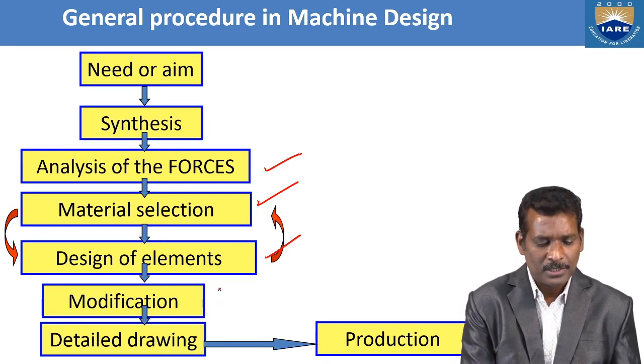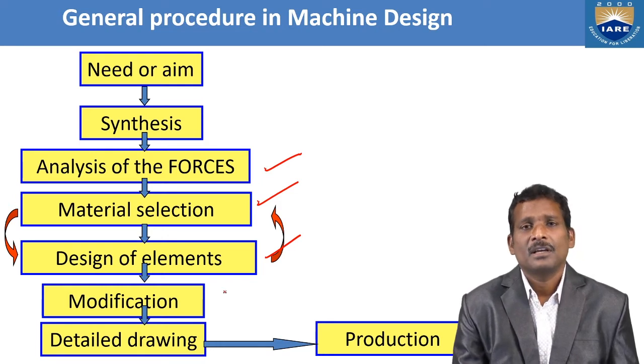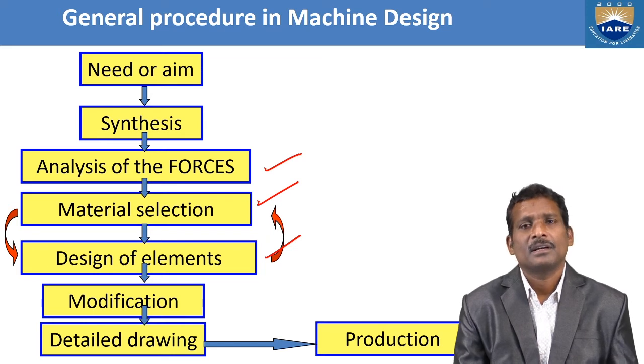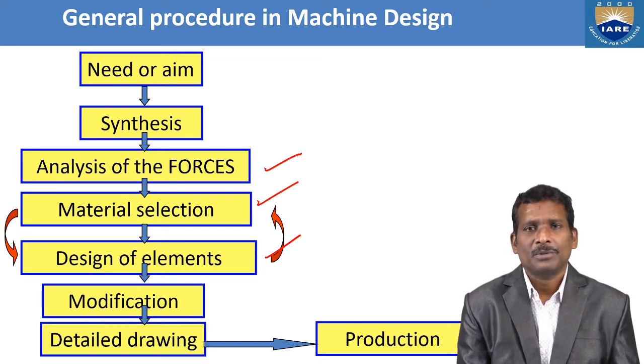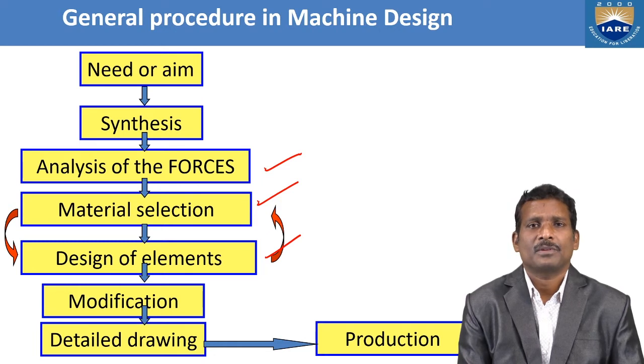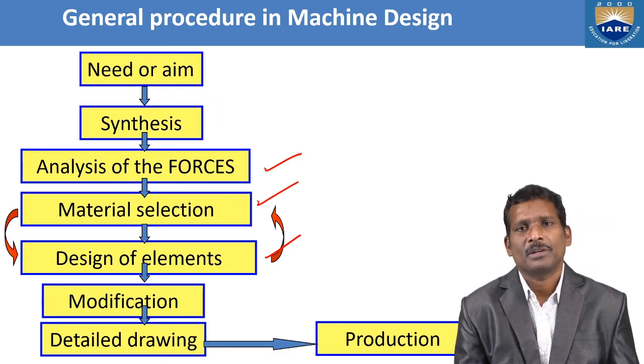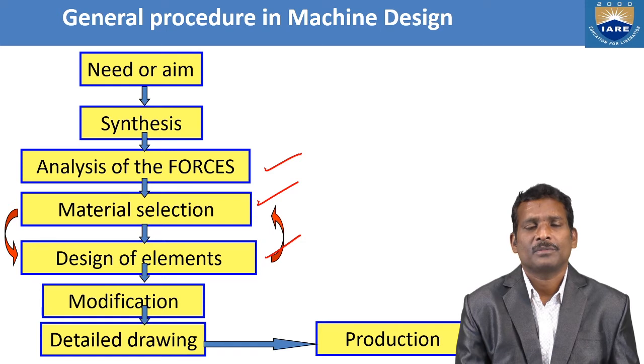After design of elements, prepare a prototype model and test it. If any modifications are required, immediately go back to the material selection step, change the material or dimensions of the element, and test again. After finalization of the elements and preparation of detailed drawings, the final drawings go to the production and manufacturing department for assembly purposes.